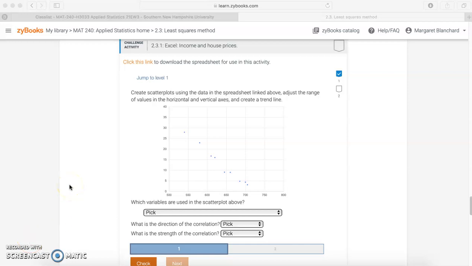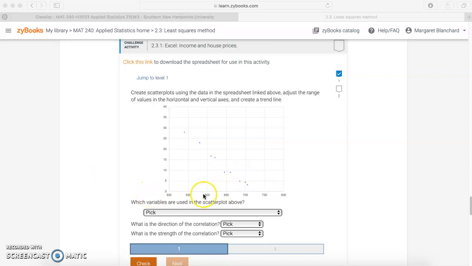Module 2, Section 2.3, looking at challenge activity 2.3.1. Again, we're looking at the housing and income spreadsheet that we saw in 2.2. So create scatter plots using the data in the spreadsheet linked above. Adjust the range of values in the horizontal and vertical axes, just like we saw before.